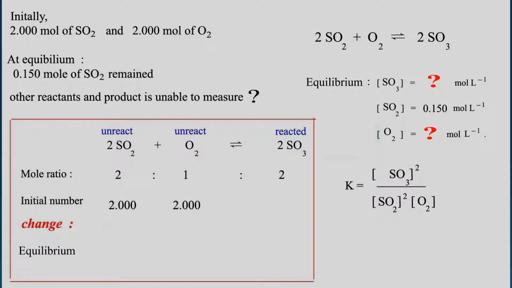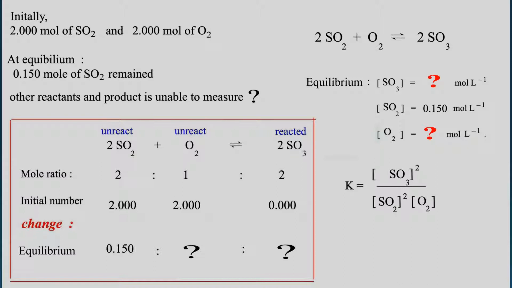Then they say initially you have 2 moles. How much initially will you have for product? Think. In the beginning, will you have any product? None. You won't have any product. Then, at equilibrium, what did you get? I got 0.150 mole. Do you know the other two factors? No.